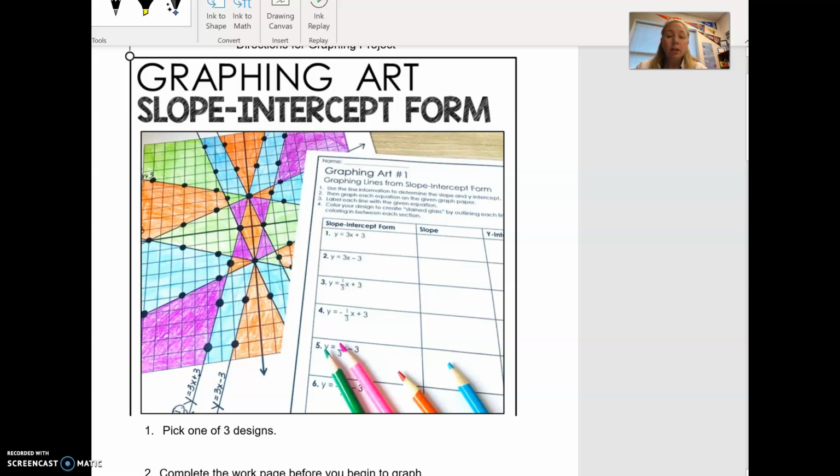So again, here's kind of an example of what one design might look like. Notice that they went over the lines in black ink. They also made their points larger. Notice there's an equation for each line on the outside because you have space around the outside. And notice they've created kind of a colorful pattern. Again, you need to use more than 2 colors. So try to create a pattern out of 3 or 4 colors as you're creating your design.